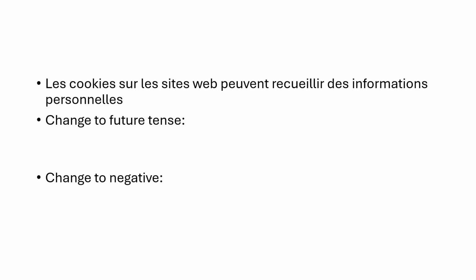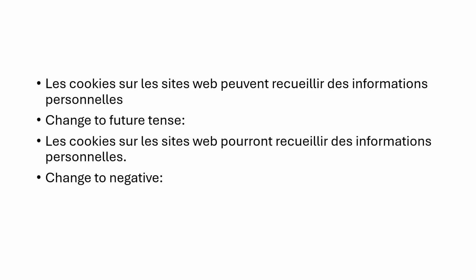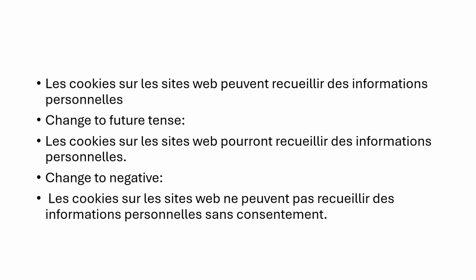And finally, the last sentence. So les cookies sur le site web peuvent recueillir des informations personnelles. Change this to the future tense and change it to negative. Once you've done that, just press play and I'll show you the answers. So in the future, les cookies sur le site web pourront. And then in the negative, it would be les cookies sur le site web ne peuvent pas recueillir des informations personnelles sans consentement. Oh, they've got an additional part at the end of that. But either way, it's ne pas.